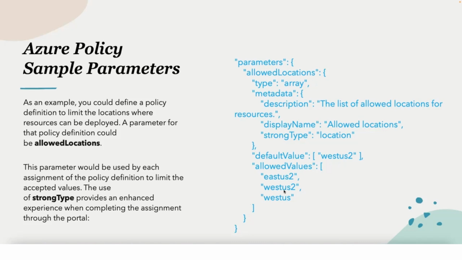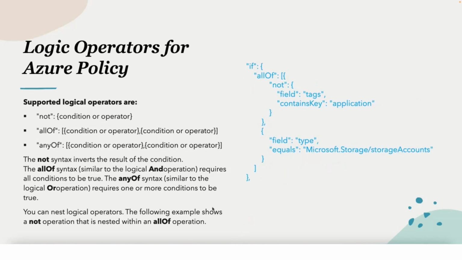In this case, this will be the only locations that resources will be allowed to be deployed to. We also have different logic operators for our Azure policy. These logic operators give us the ability to apply logic while creating or provisioning our Azure policies. The supported logic operators we have are not, all of, or any of.